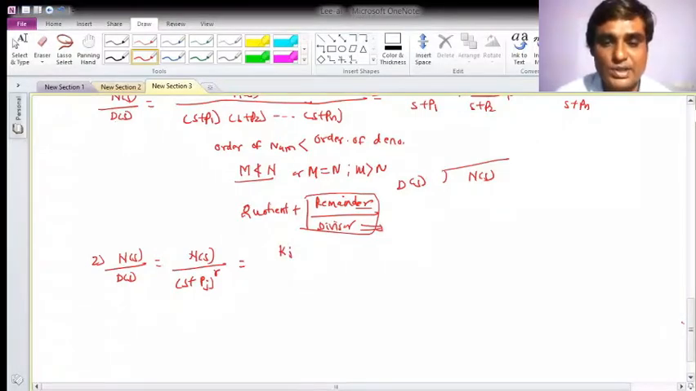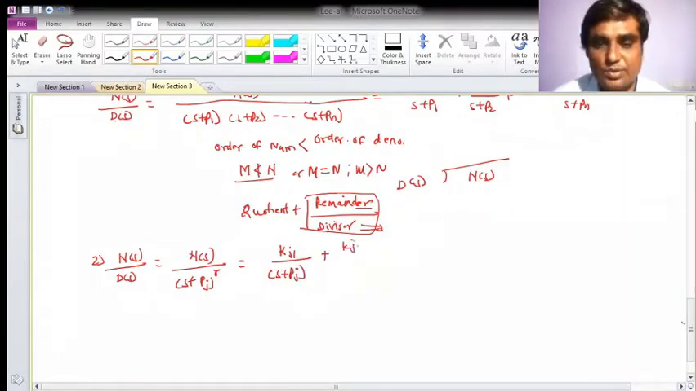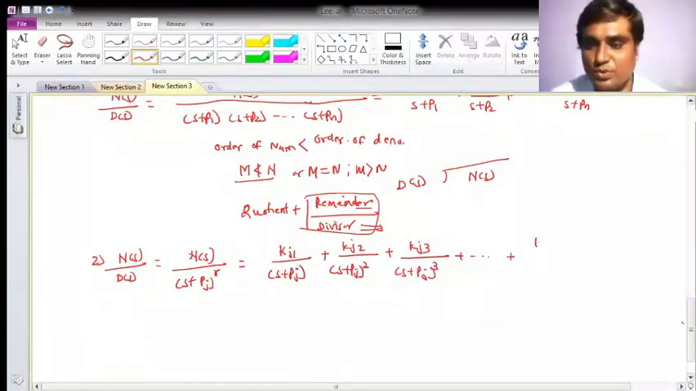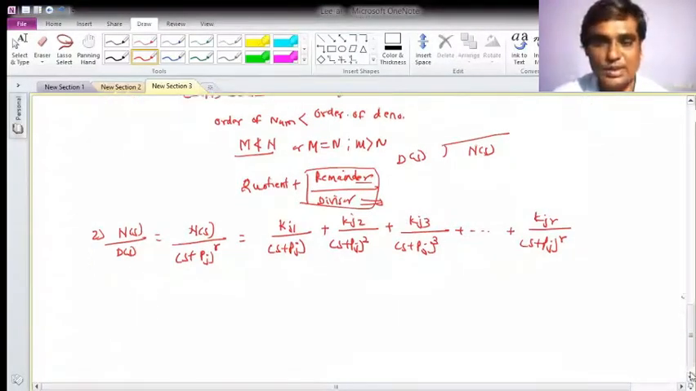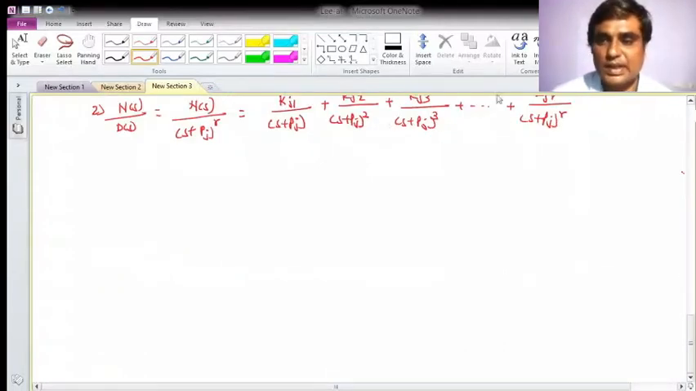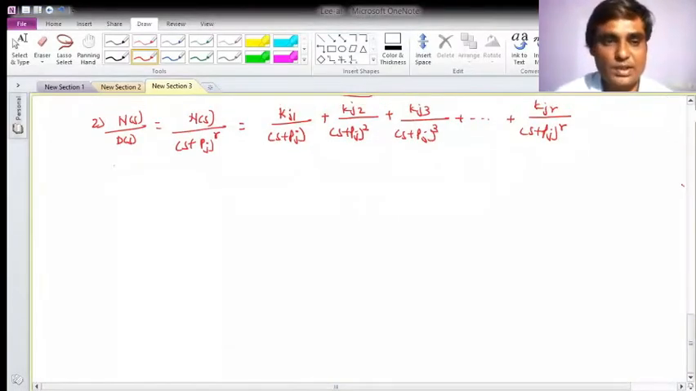So kj1 upon s plus pj, for example, plus kj2 over (s plus pj) squared, plus kj3 over (s plus pj) cubed. Likewise, you can go up to kjr over (s plus pj) raised to r. Okay, that way you can express it if the roots are repeated.